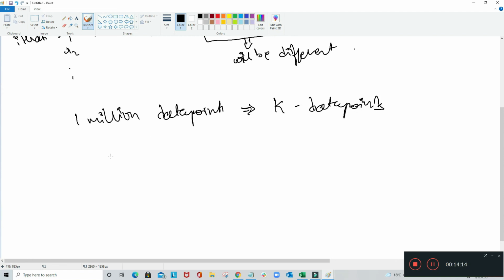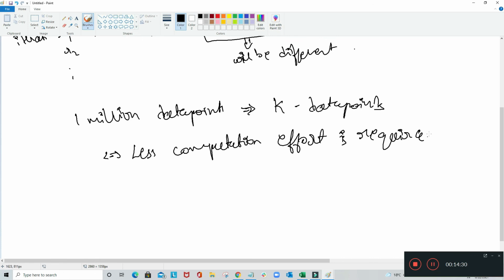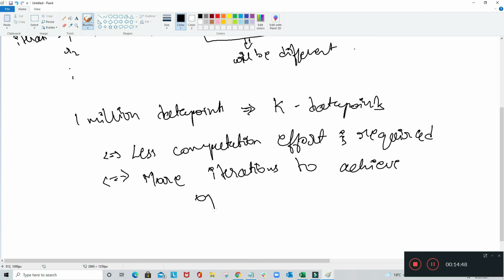Because of this, less computation effort is required, and probably it may require more iterations to find the optimal value of say x or w, whatever optimal value you're trying to find.